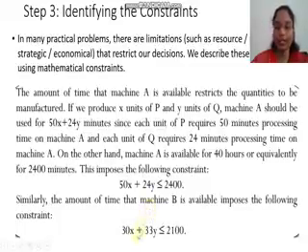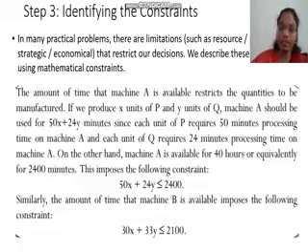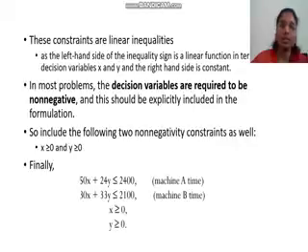Similarly for machine B, product P takes a processing time of 30 minutes, and for product Q it takes 33 minutes on machine B. So 30x plus 33y is less than or equal to 2100, since it is available for 35 hours, converting to 2100 minutes. Now these constraints are linear inequalities.